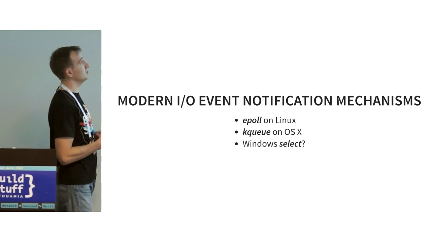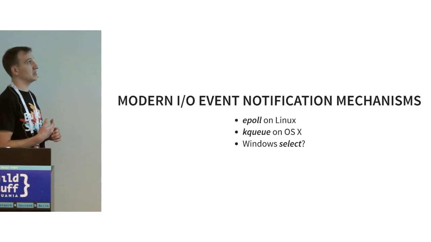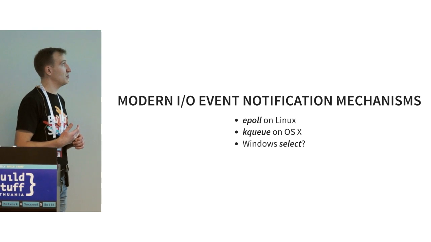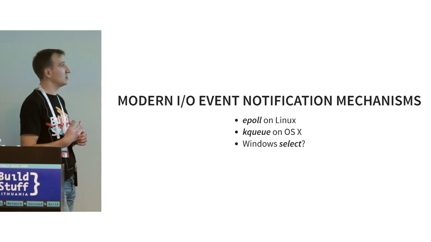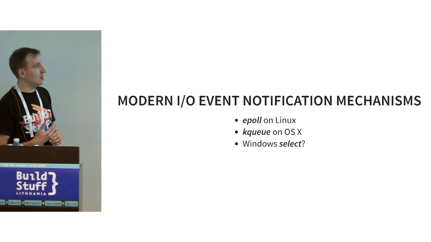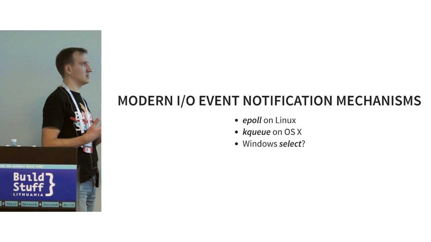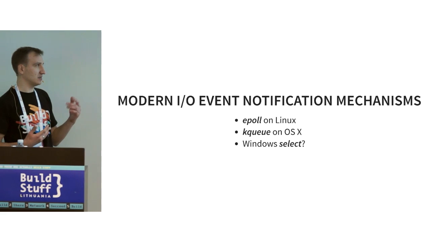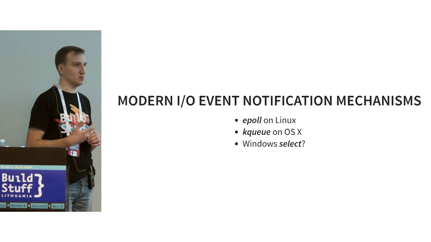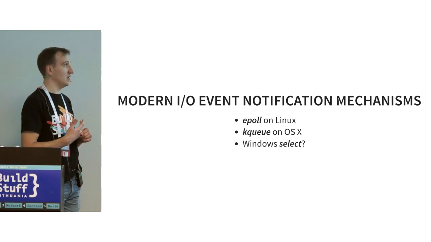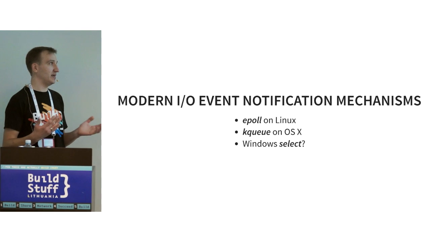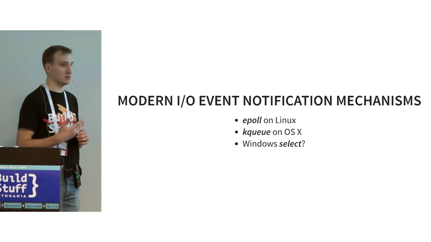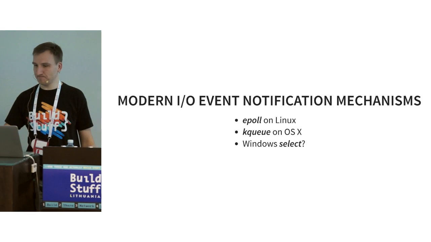It is fast because it uses a modern I/O event notification mechanism, such as epoll on Linux and kqueue on OS X. On Windows, I'm not sure if it's now using I/O completion ports, but when I was investigating, it used a simple socket select, which is not very scalable. But anyway, I do not recommend running Nginx on Windows.